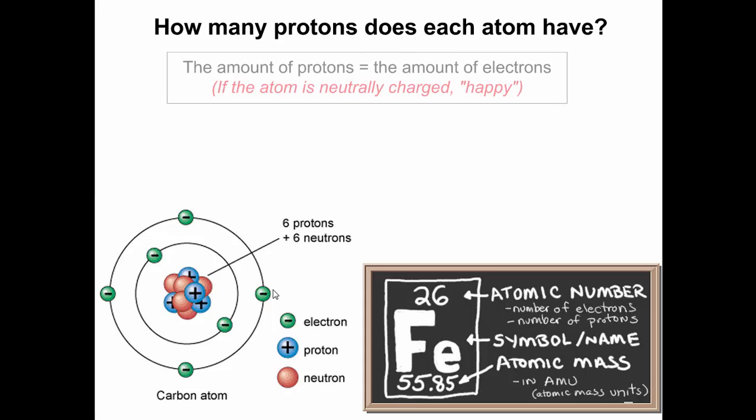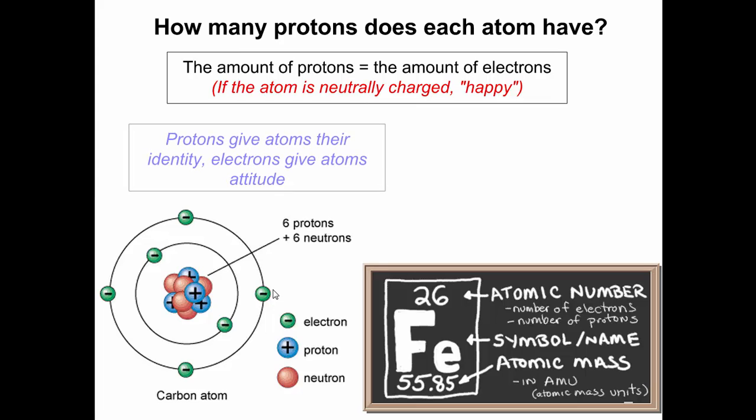So let's look at how many protons an atom has and how we figure out neutrons and electrons. The amount of protons equals the amount of electrons, if the atom is neutrally charged. Generally speaking, we're going to assume that the atom is neutrally charged, which means the number of positive charges, so the number of protons, equals the number of negative charges, which is the number of electrons. So they cancel each other out, which makes it neutral. That doesn't always happen, but we're going to get into that more as we go.